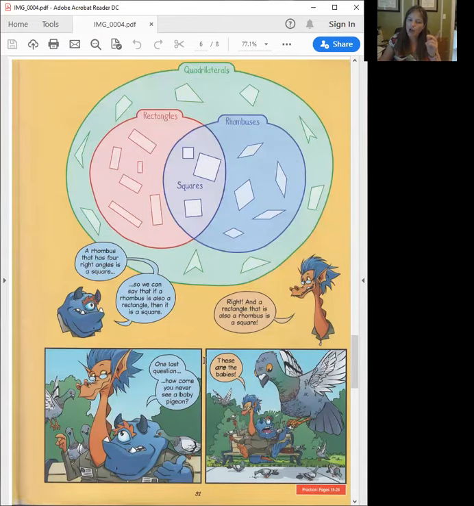One last question. How come you never see a baby pigeon? These are the babies. Whoa.